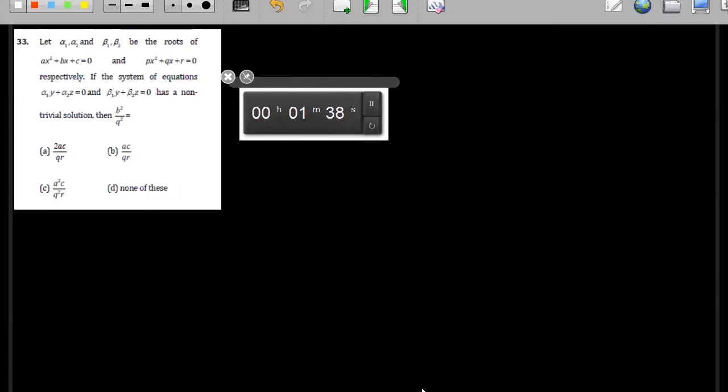Yes, Bhagesh, very good, correct. Yes, you can use componendo dividendo. Yes, Lakshya, very good. You can use componendo dividendo.